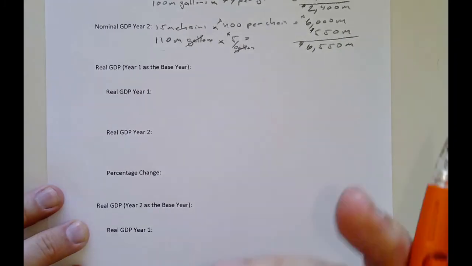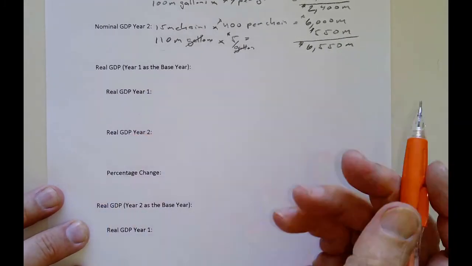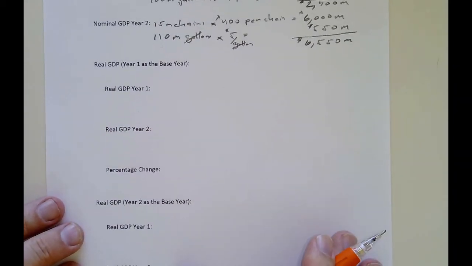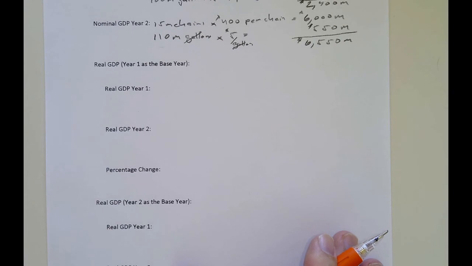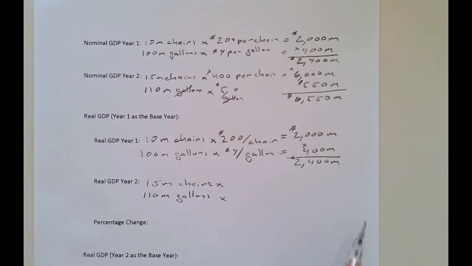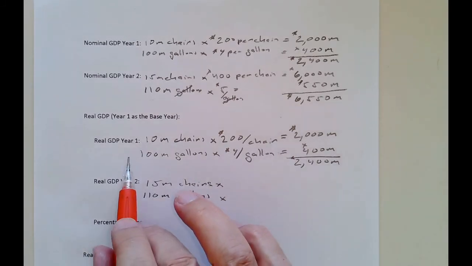And so we have two options with my example, because we only have 2 years. We can pick year 1 as the base year, or we can pick year 2 as the base year. Let's pick year 1 as the base year, and then let's do the calculations. I paused the video there so I could write out the numbers here, save some time. And the numbers for year 1 are identical to up here.